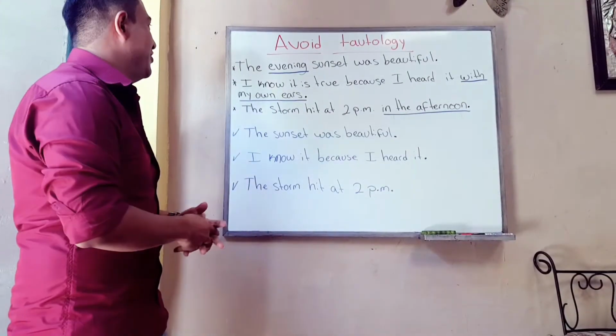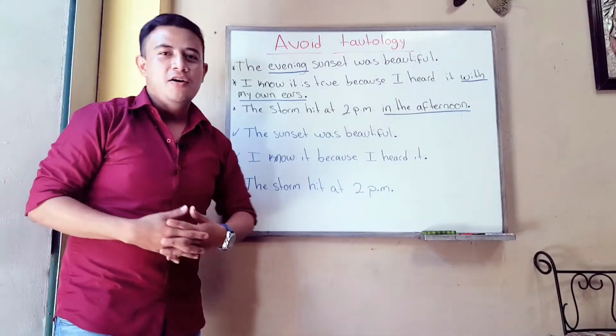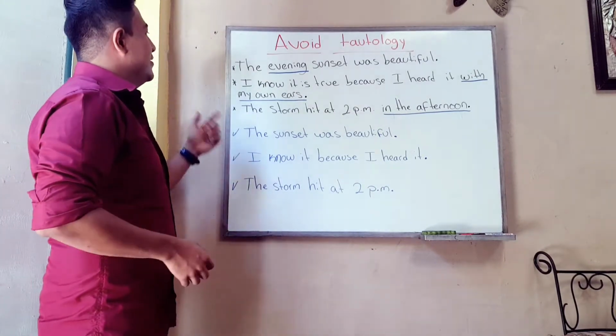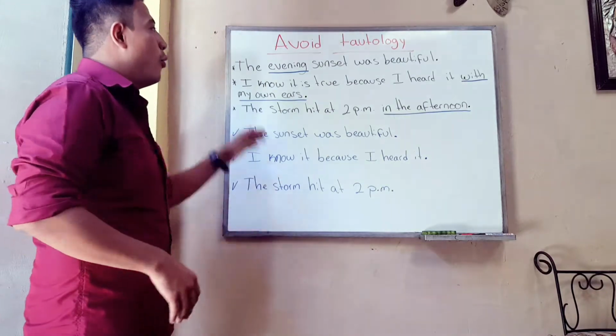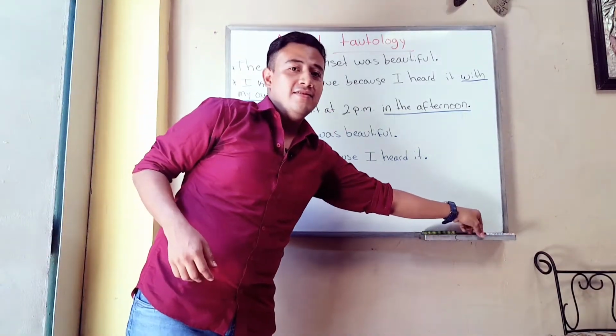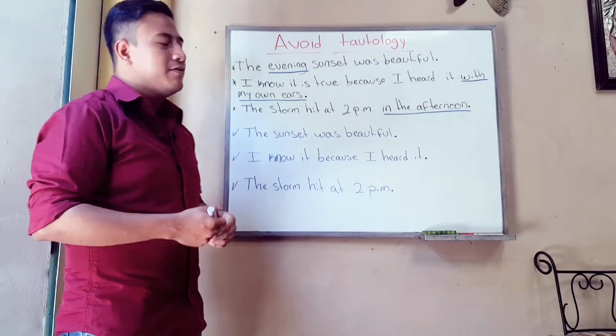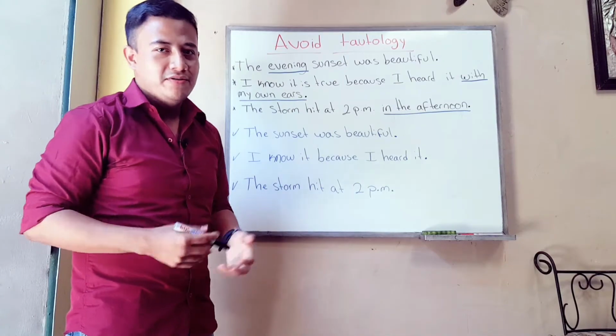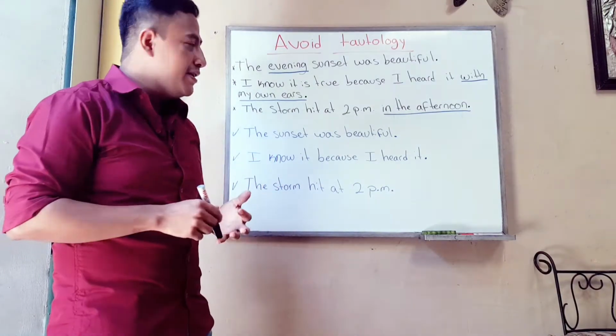Okay, we are going to continue. We're going to see some wordy sentences. So the first one says, the evening sunset was beautiful. What's the problem in the sentence? So that we are repeating words. For example, the sunset, we already know that occurs in the evening.